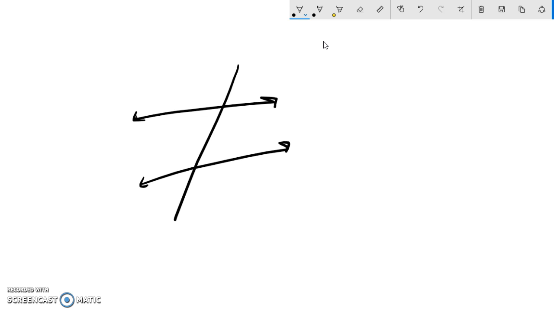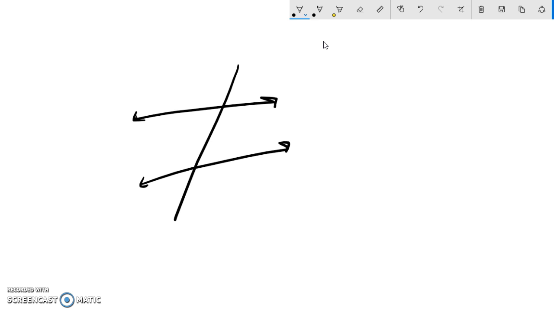And so we're going to first be talking about parallel lines cut by a transversal and the different angle relationships that we have. So I'm going to go ahead and draw two parallel lines, and they're going to be cut by this transversal here. So now we have a lot of different angle relationships, and I'm going to go through them.